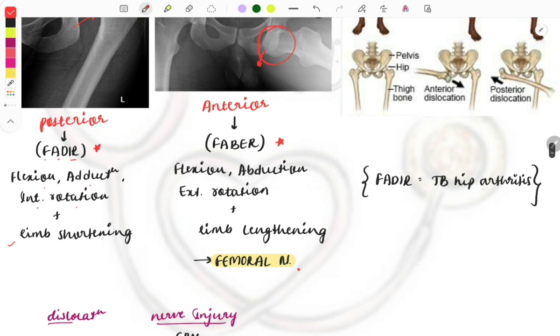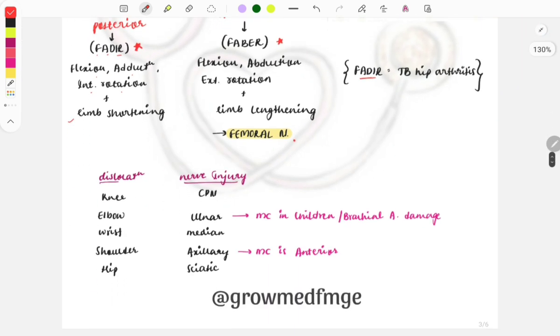Another important thing is that this kind of deformity is seen in posterior hip dislocation. Along with that, in TB hip arthritis, these changes can also be seen.